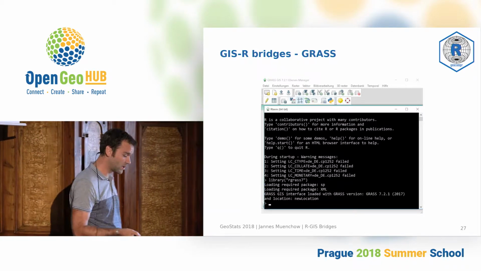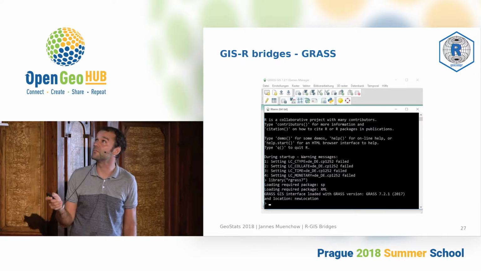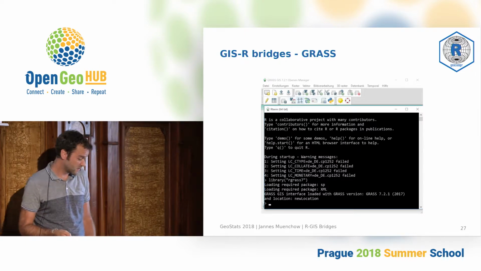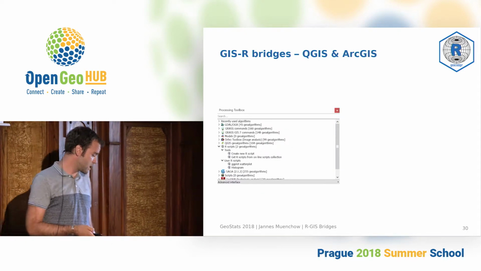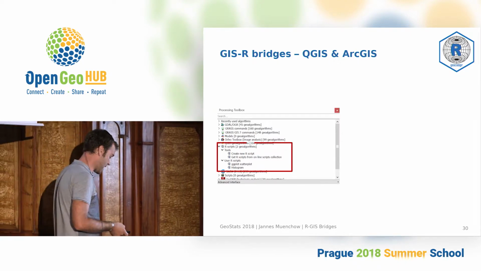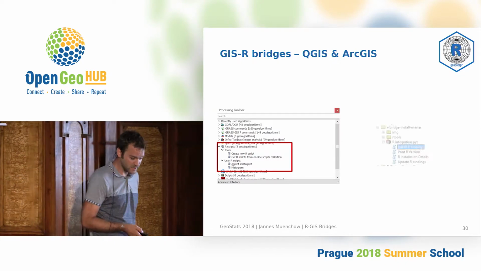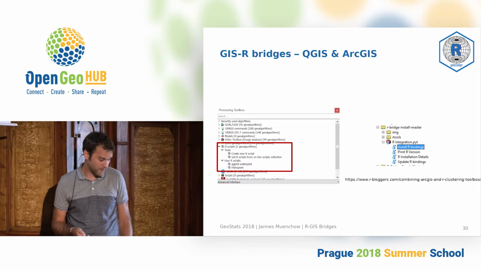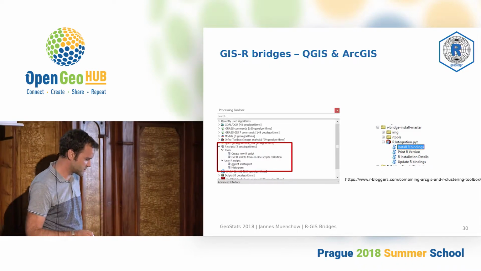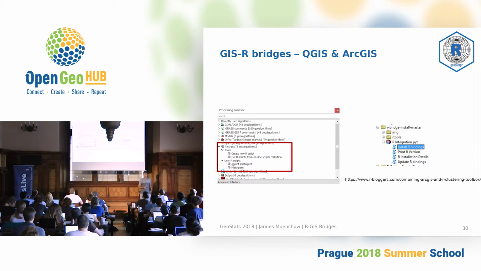Here is an example how to use R-GRASS 7 from within GRASS. And this is also possible in QGIS. You can embed R scripts, and you can also do this in ArcMap. But as I said, we don't do this today, just that you know that this is possible if you would like to have this functionality.